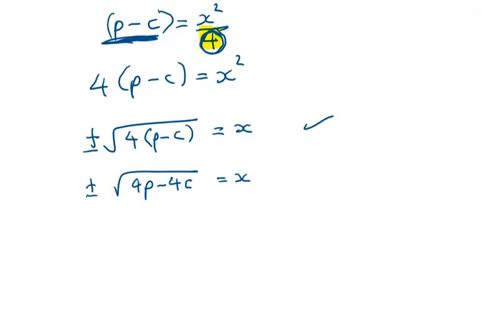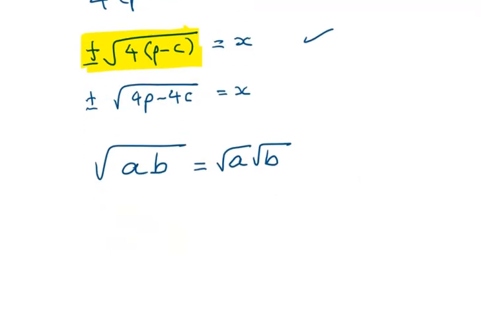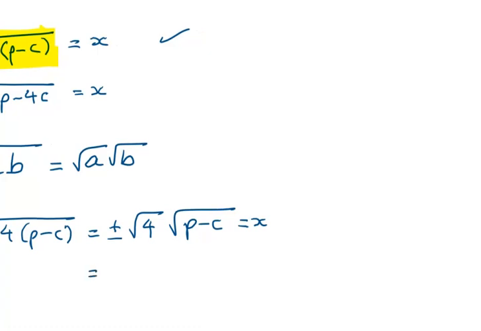But the other thing that I could do here, and if you've watched my videos on surds, you will know that the square root of a times b is equal to the square root of a times the square root of b. So if we go back up to this here, that gives me some more simplifying that I can do. So we've got plus or minus this, and that's the same as plus or minus the square root of 4 times the square root of p minus c. And the square root of 4 is 2. So the nicest way to write this is plus or minus x is equal to plus or minus 2 root p minus c.